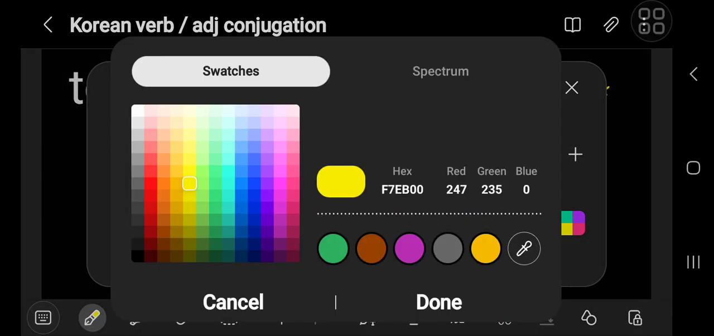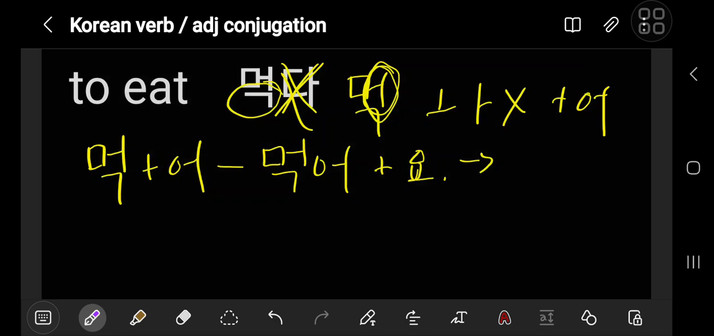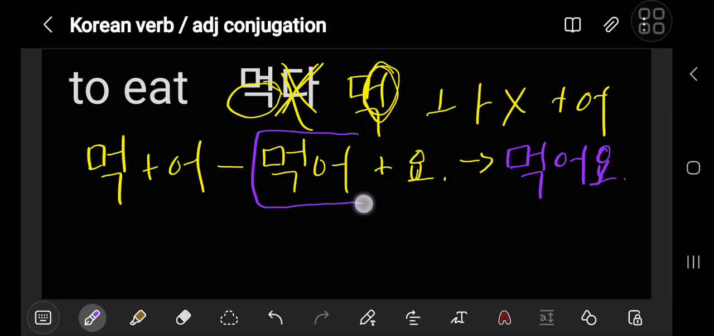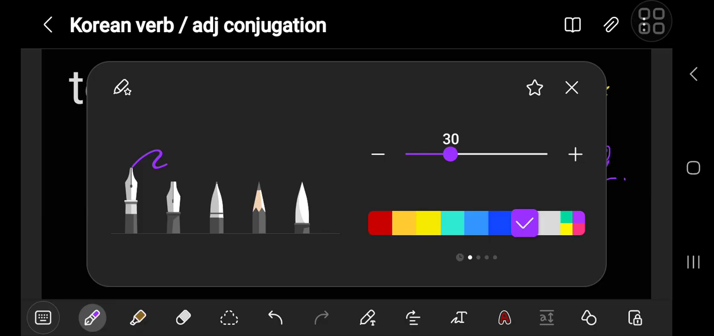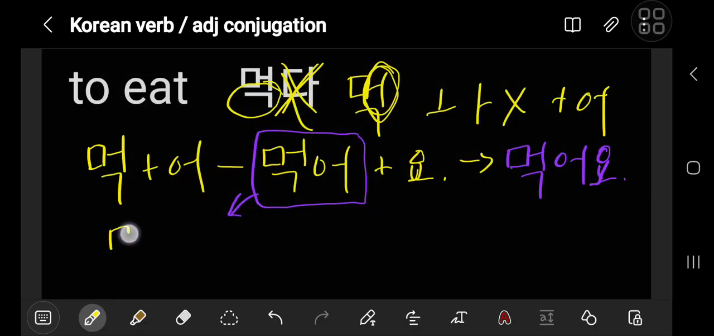And then we add on politeness to give us our present tense. Let's get our present tense. Present tense is 먹어요. Nice. So we got our present tense. Here is our conjugated form. And now we're going to use that to do our past tense. So let's go get our past tense. So we have our 먹어.